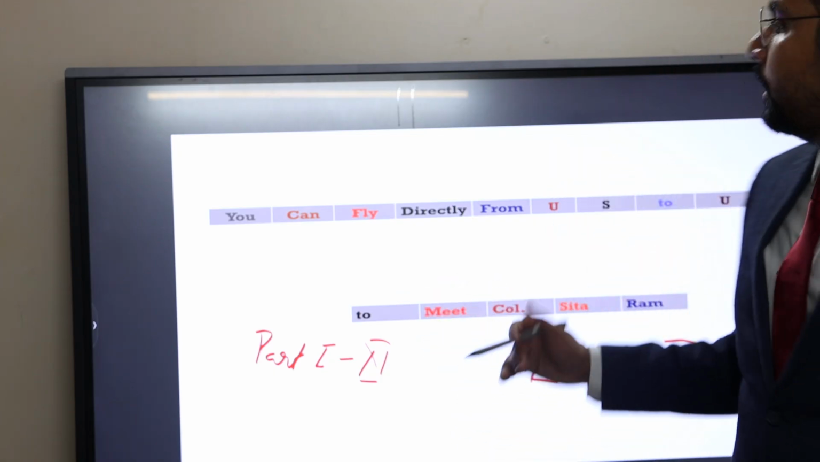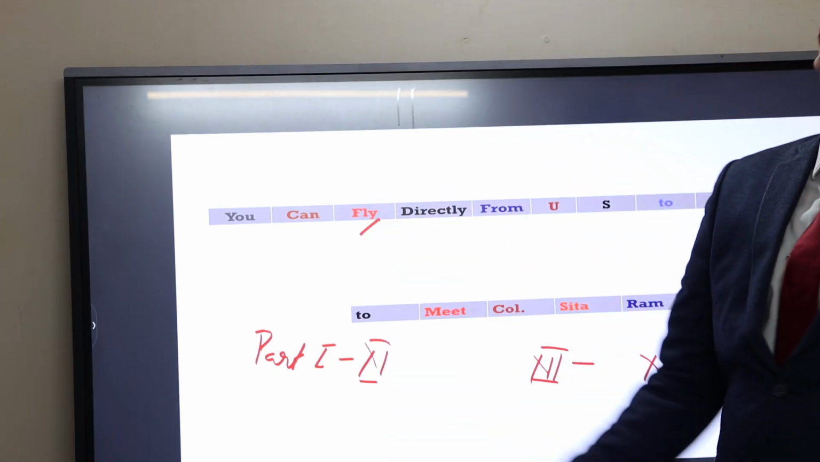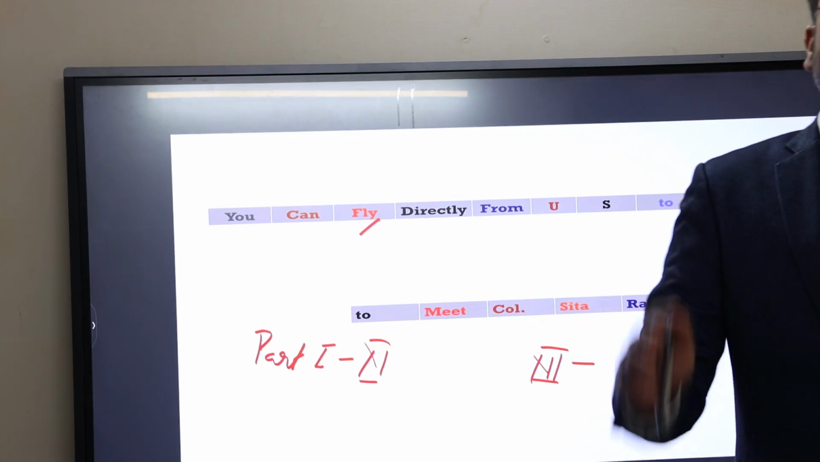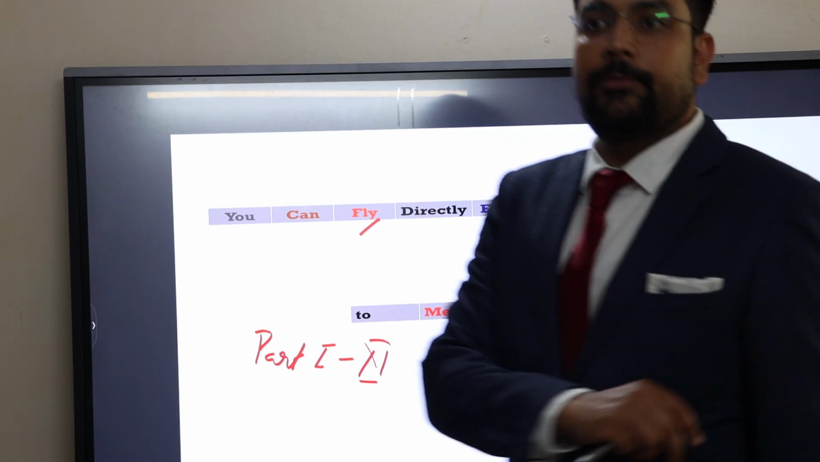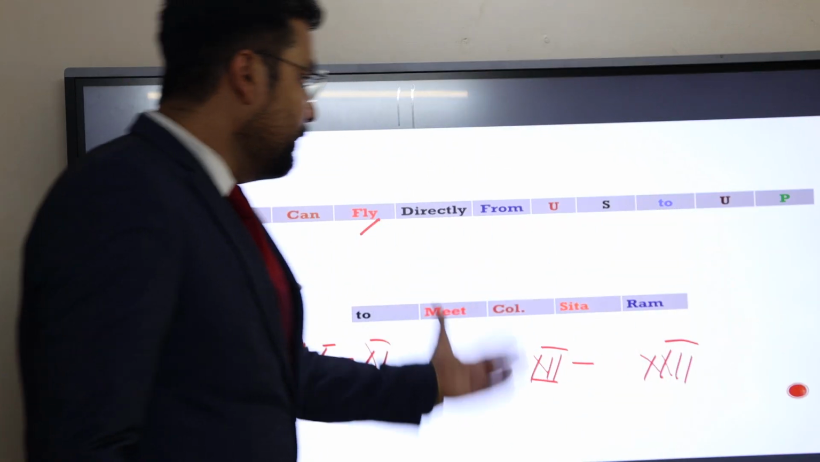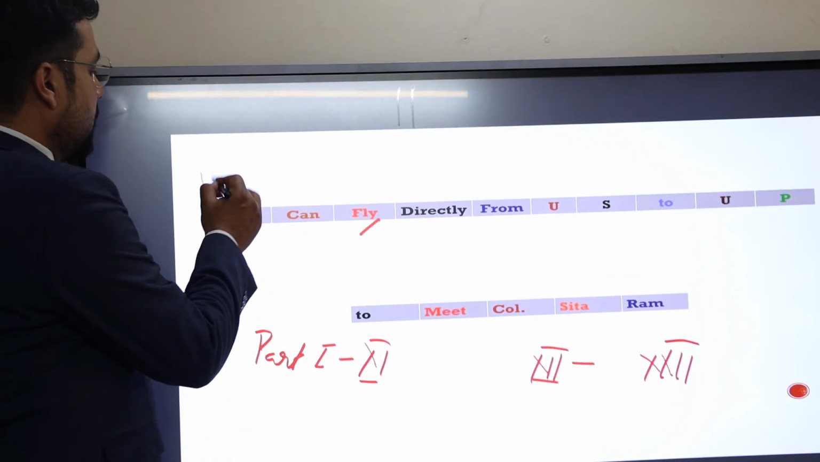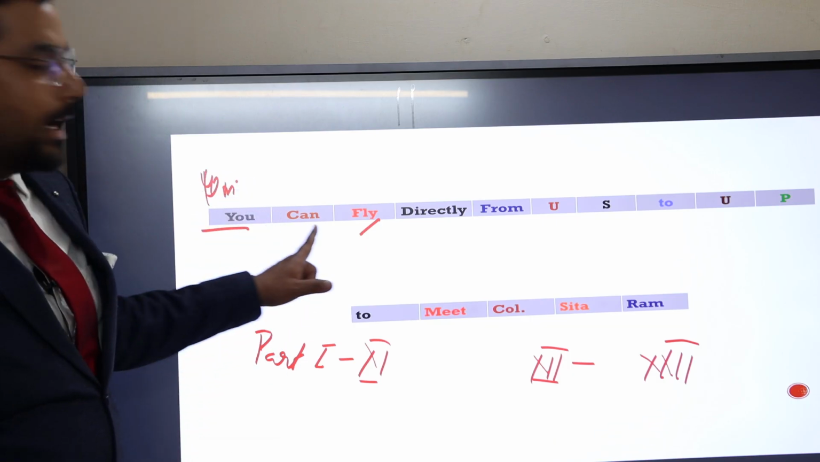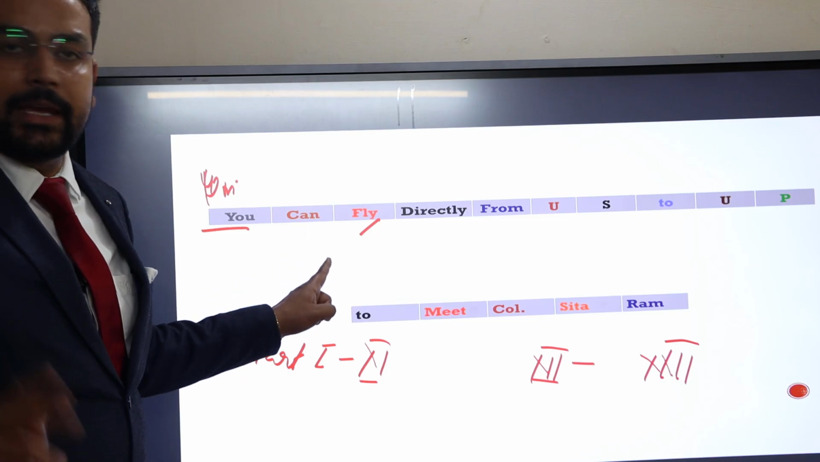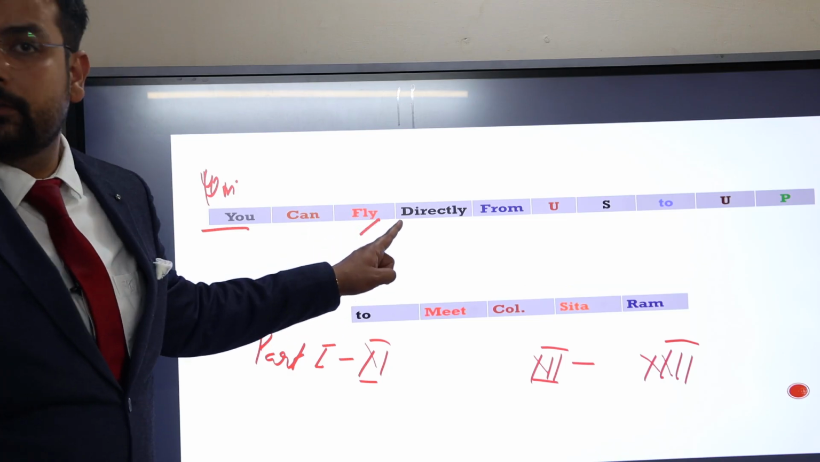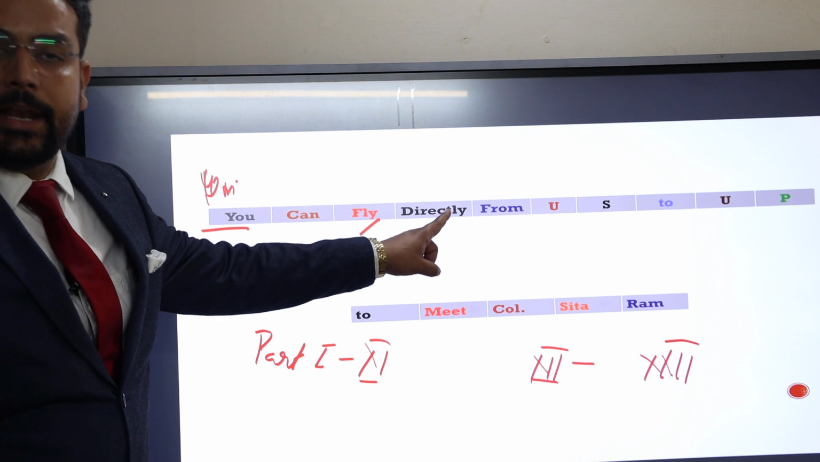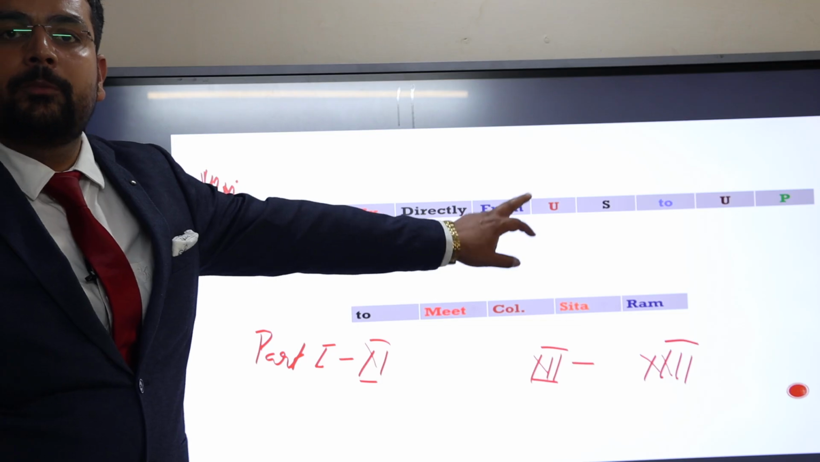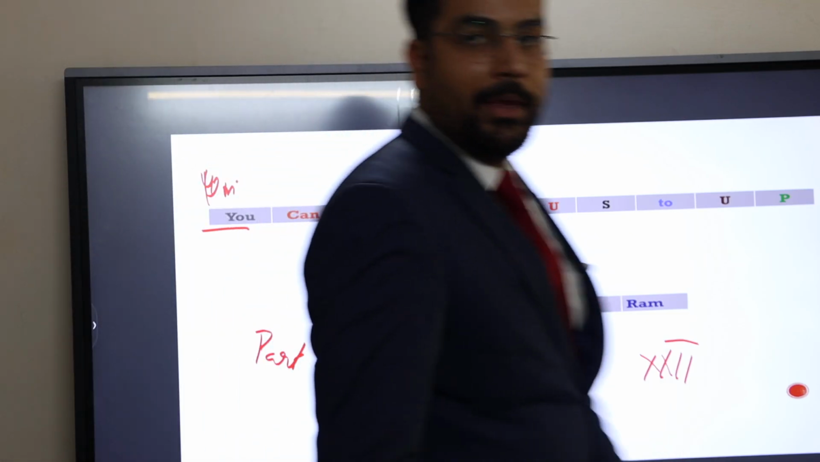You can fly directly from US to UP to meet Colonel Sitaram. U for Union and its territory. Can for citizenship, part 2. Fly for fundamental rights, part 3. Directive principles of state policy, part 4. Fly means fundamental duties, part 4A. U means union.